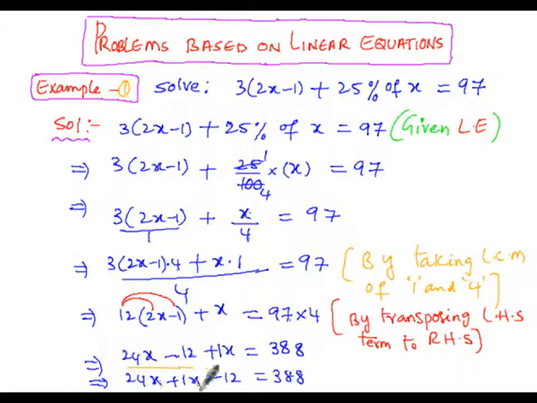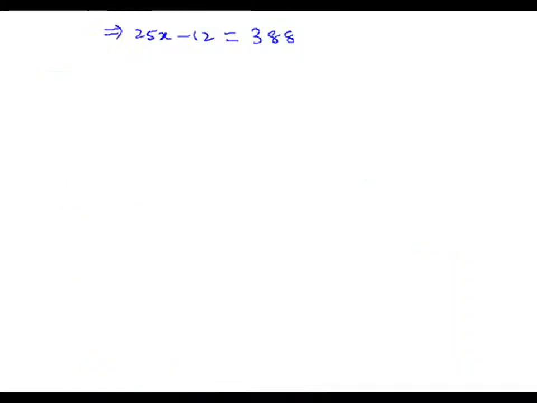So 25x minus 12 equals 388. Then, so that implies, I want to transpose the left hand side term, that is minus 12, to the right hand side in the next logical step. So 25x must be written as it is, equal to 388 on the right hand side. Then I am going to transpose the minus 12 from the left hand side to the right hand side, then minus 12 becomes plus 12 on the right hand side.